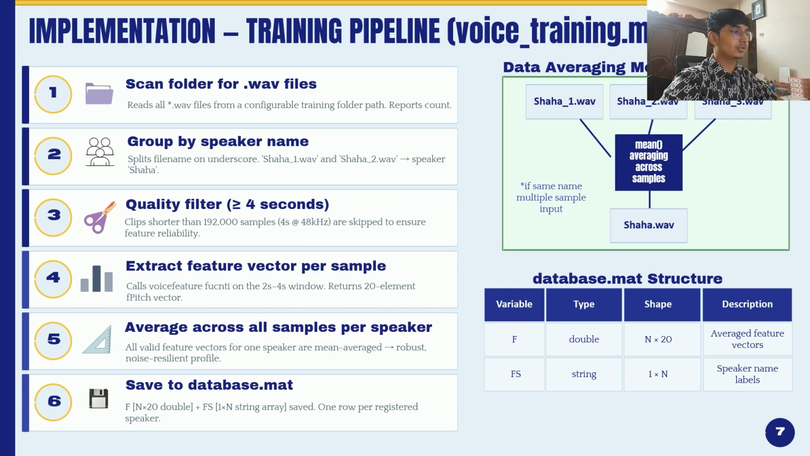Here is the database structure also shown. That database structure consists of an array of strings where we store the speakers' names, and corresponding to each string we have an array of doubles where we store the feature vectors, or our extracted features.